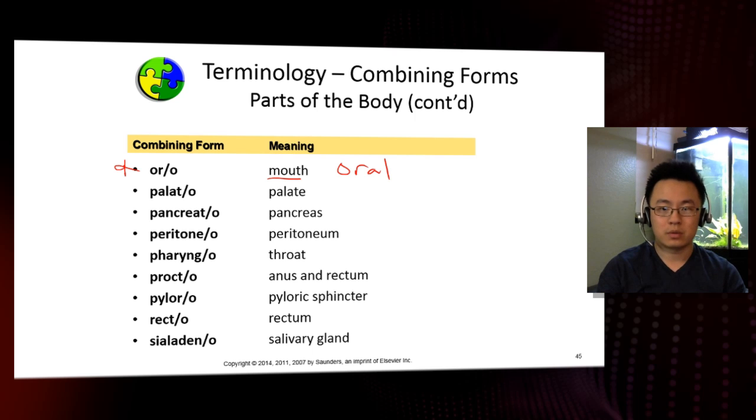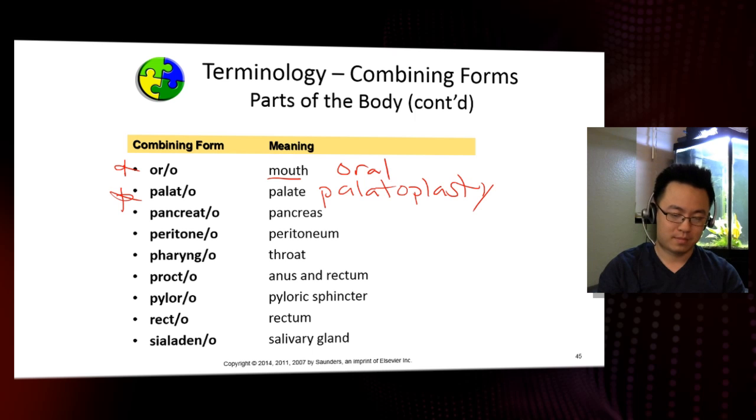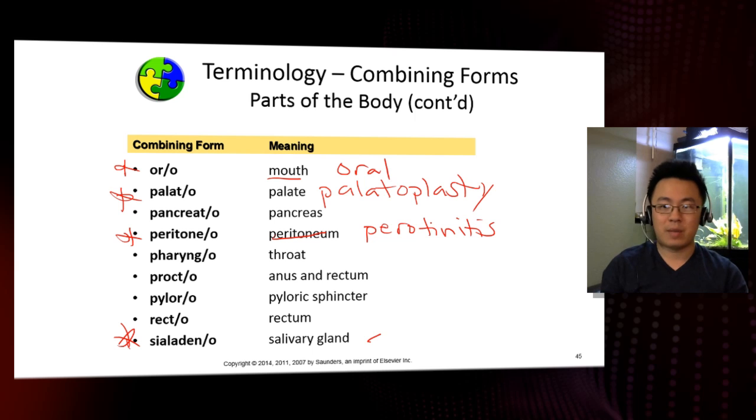We definitely have palato. Palato here means palate. So, for example, palatoplasty. Palatoplasty means surgical repair of the roof of the mouth. Perito means peritoneum, and for peritoneum, for example, peritonitis. Peritonitis here means inflammation of the membrane around the abdomen. We have another one here, which is sialo, which means salivary gland. For example, if we have the inflammation of the salivary gland, that would be sialoadenitis. Sialoadenitis is inflammation of the salivary gland.